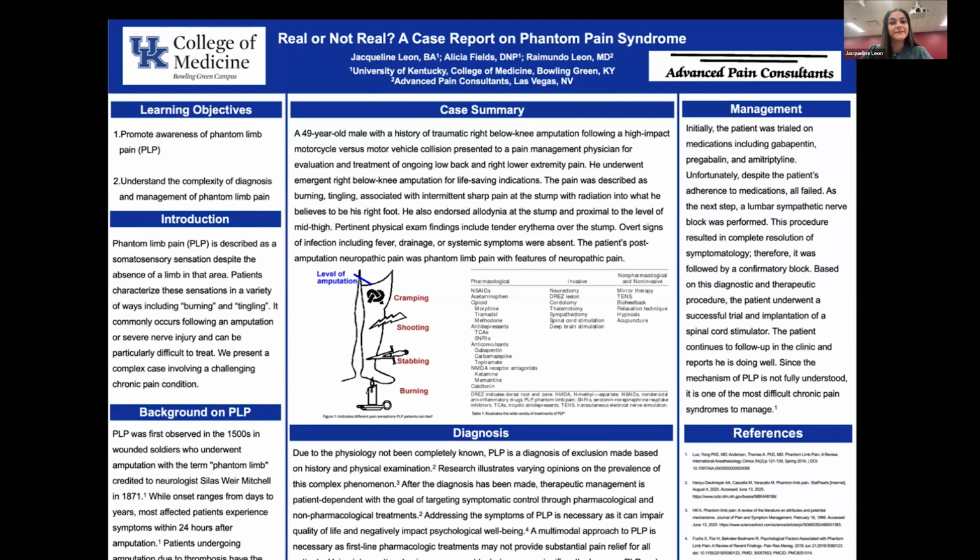Definitely. I'm not sure if they had tried the block at the stump first, but I can definitely ask about that and look into that a bit more as well. In regards to labs and all of that, I do believe that those labs were completed with the PCP, his primary care physician, prior to undergoing those procedures as well.